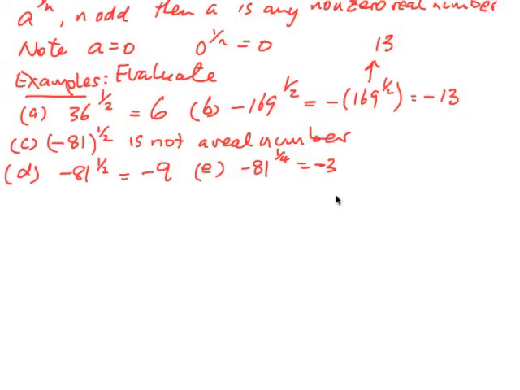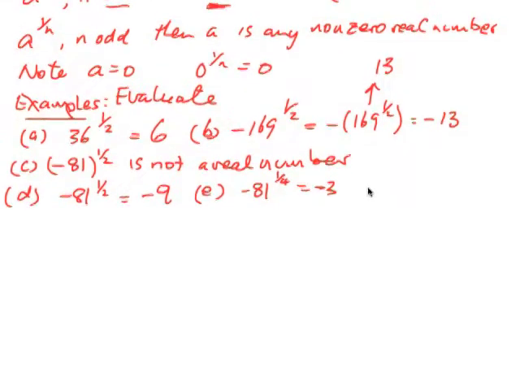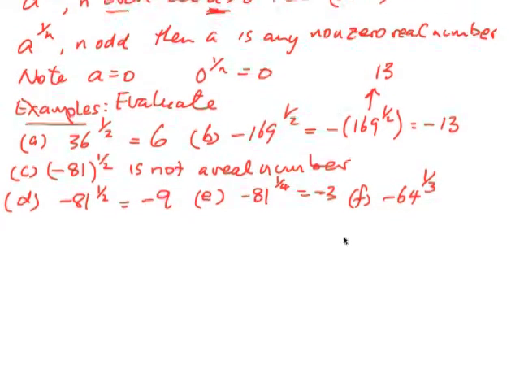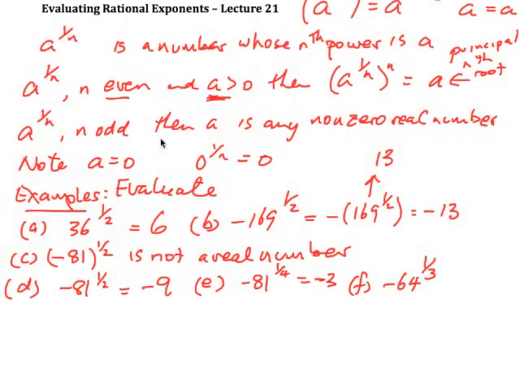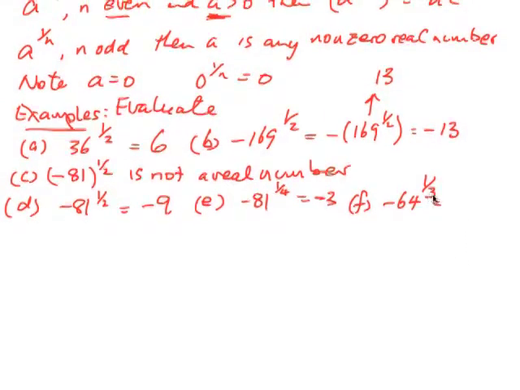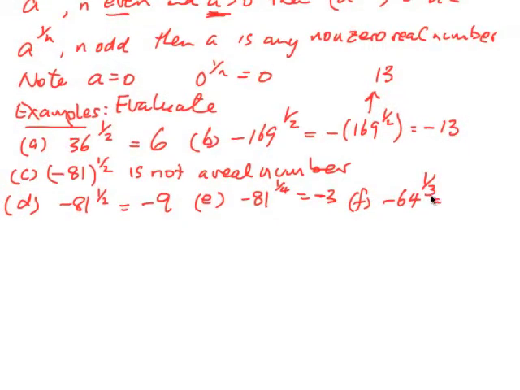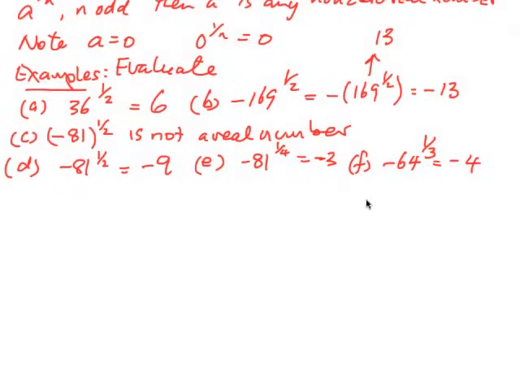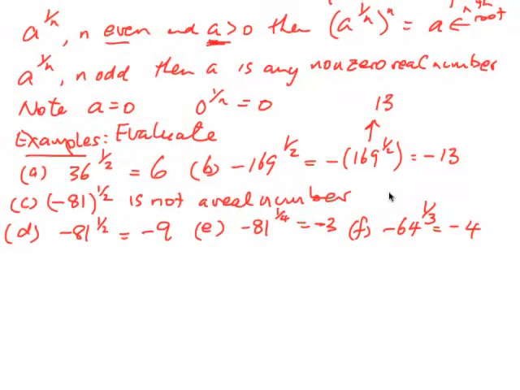What if we have negative 64 to the third? So we're looking now, notice that we have an odd power, so it can be any number. Remember that it's still being applied to the 64, and the third root of 64 is 4, so we end up with negative 4 for that one.